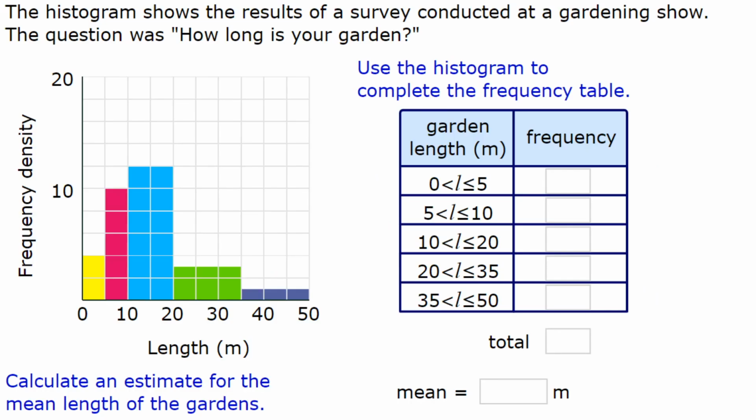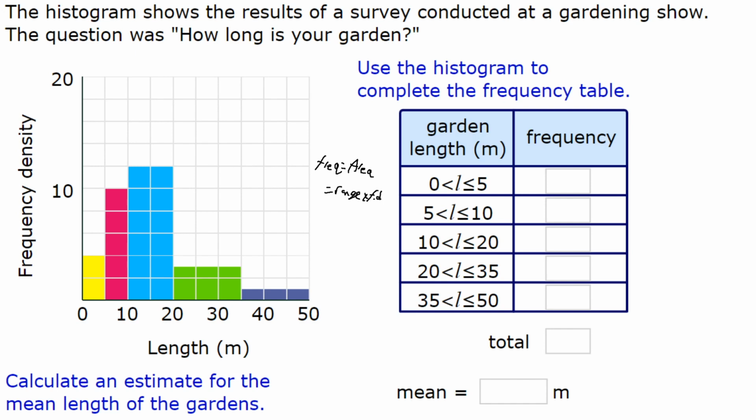Now let's go over this next example. This time we have to read the histogram. The question is asking, how long is your garden? This is the graph that represents that data. So work out the frequency and then determine the mean. The frequency is actually pretty easy. The frequency is just the area of the bar, which is just the range times the frequency density.